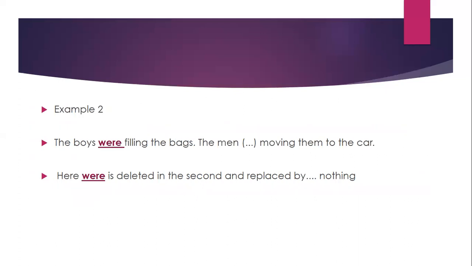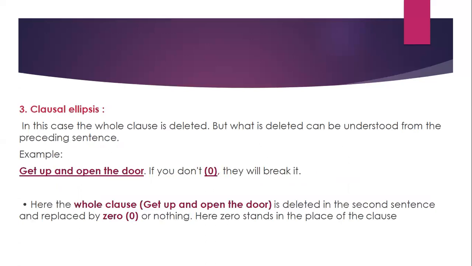Example number two: the boys were filling the bags, the men were moving them to the car. Here, were is deleted in the second clause and replaced by nothing. So this is another example of verbal ellipsis.